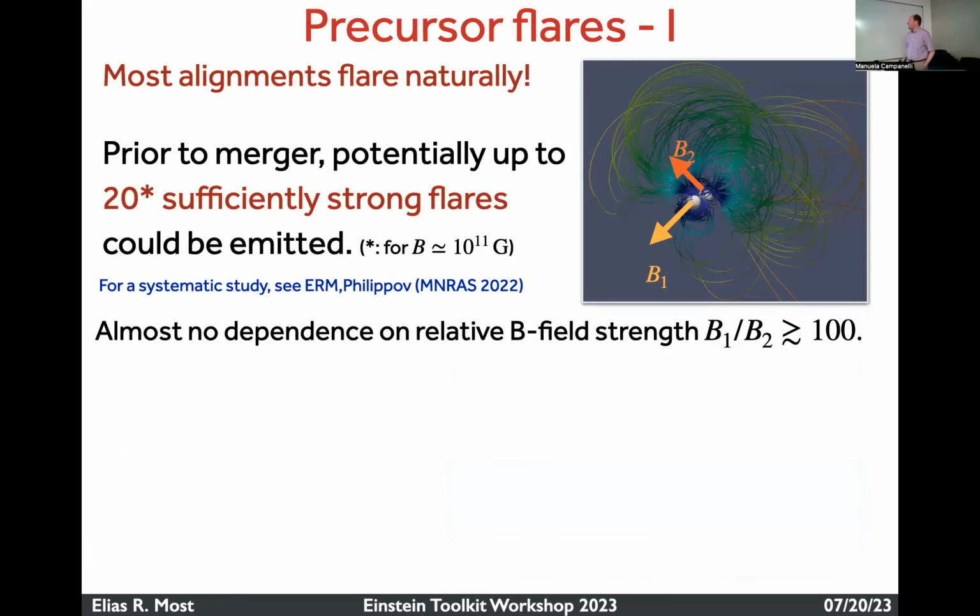But let's look at some of the properties in more detail, because we did quite a parameter survey to understand how likely this is a generic case, when we would expect this, and what we would expect to see. Prior to merger, if you have those two stars, depending on the degree of misalignment, you can get up to 20 of those flares that should be sufficiently strong to do something with your telescope, if this happens and if the binary is not too far away. You can show using simulations that this will always happen as long as one of the magnetic fields in the star is strong enough. It doesn't matter if both are strong, really just that one is strong enough, up until you get to a ratio of about 100.